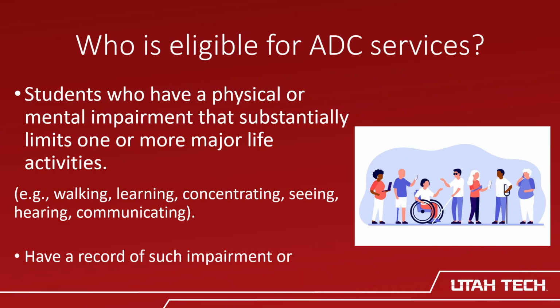Students who are eligible for ADC services are those who have a physical or mental impairment that substantially limits one or more major life activities. An example includes things like learning, concentrating, walking, seeing, hearing, or communicating. Students may also qualify if they have a documented history of a disability or medical condition that affects their ability to participate fully in academic activities. Our office reviews documentation and works with students individually to determine appropriate accommodations.